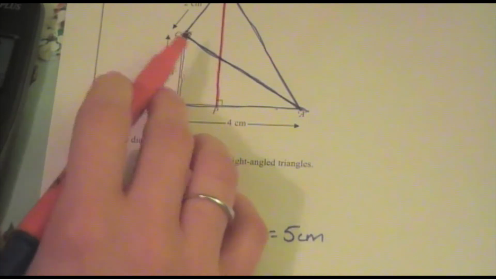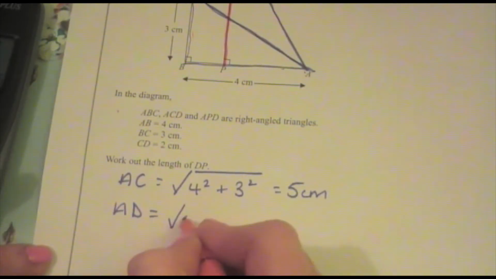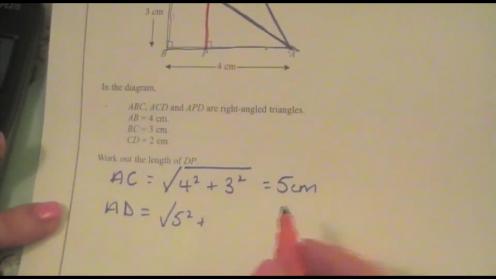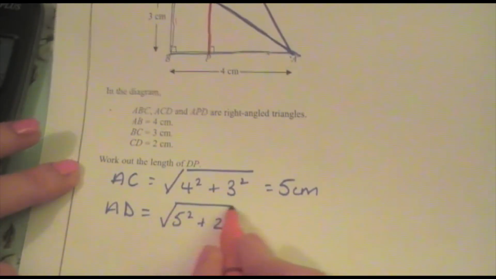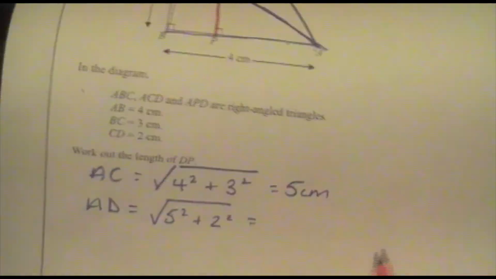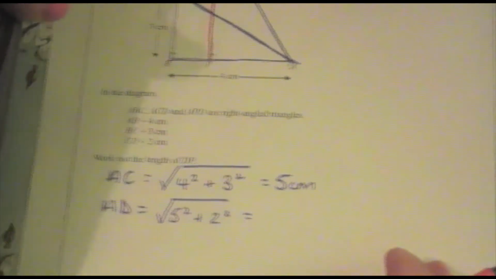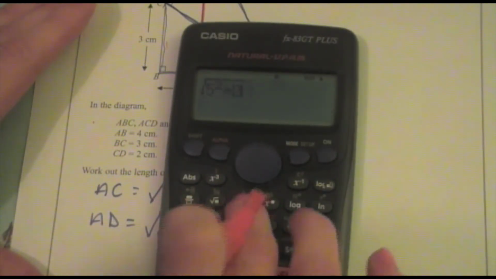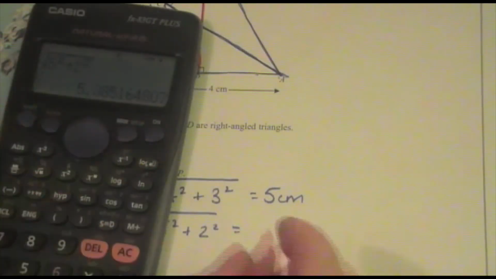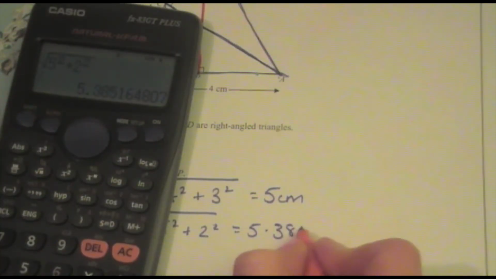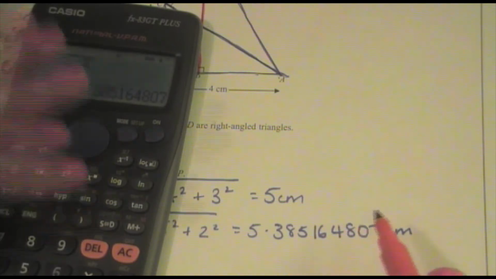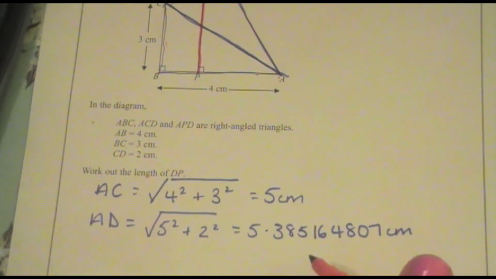So I've got 5 squared plus 2 squared, and then I square root to find the answer. So on the calculator, I've got square root of 5 squared plus 2 squared, which gives me 5.385164807. Now I'm going to write out the whole thing because I've not finished calculating anything yet, and I don't want to start rounding because that may make my answer later inaccurate.